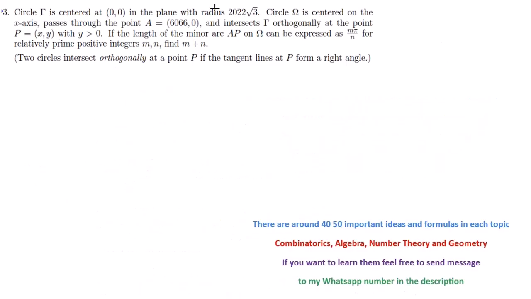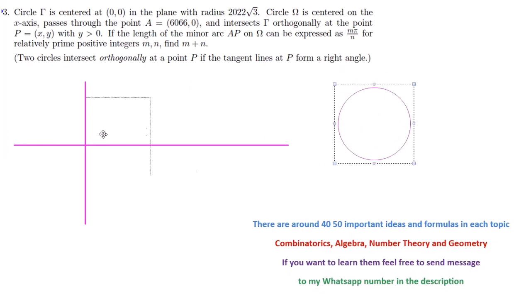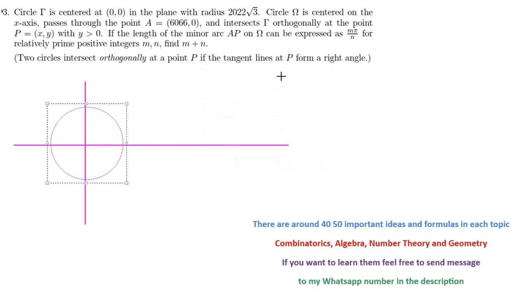Okay, let's draw this. It says circle gamma is centered at (0, 0) in the plane with radius 2022 root 3. So let's draw this circle. It will be something like this. And circle omega is centered on the x-axis and passes through the point A, (6066, 0). This one is circle gamma, this one circle omega, and this point is 6066.